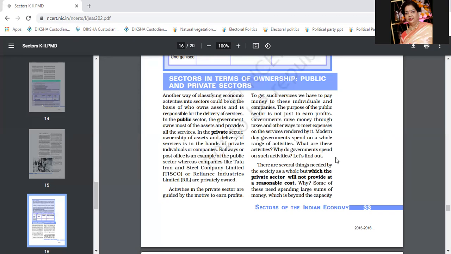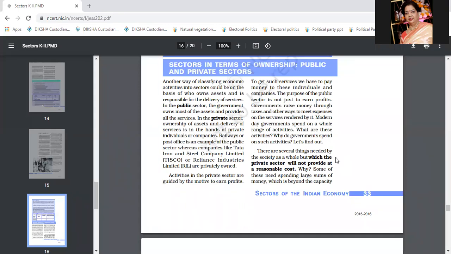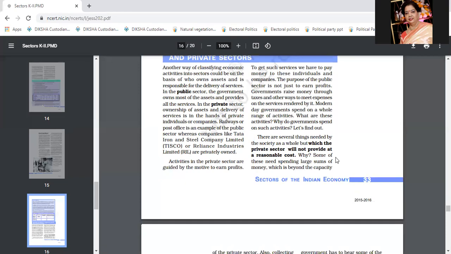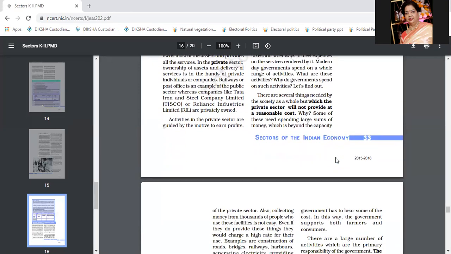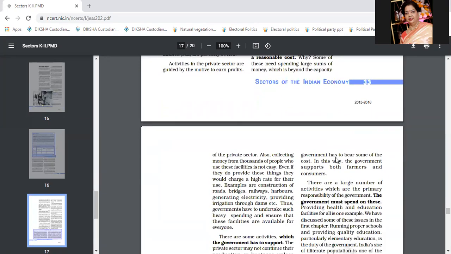But still, there are several things needed by the society as a whole, which the private sector will not provide at a reasonable cost. Like schools. You all are studying in private school, as opposed to government school, and for that you have to pay a huge amount. In the same manner, several things required by the society are provided not only by the government, but also by the private sector, but the private sector provides those services at a high cost, which is beyond the capacity of many people.